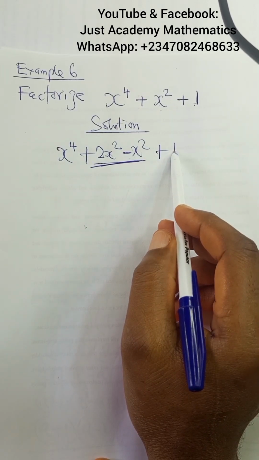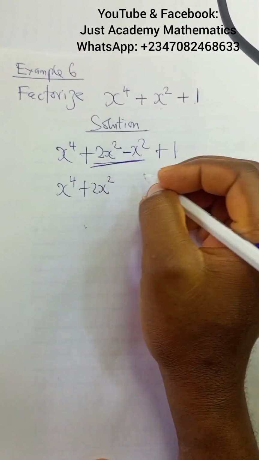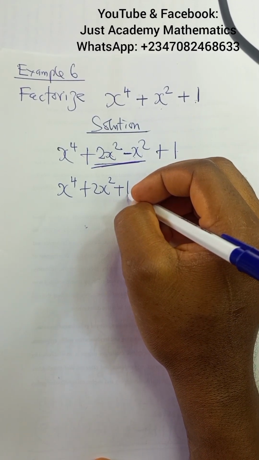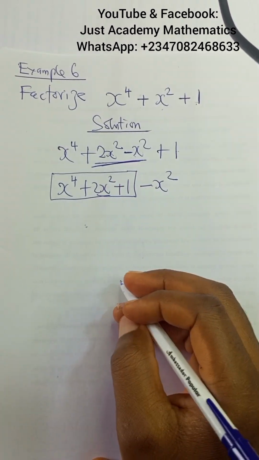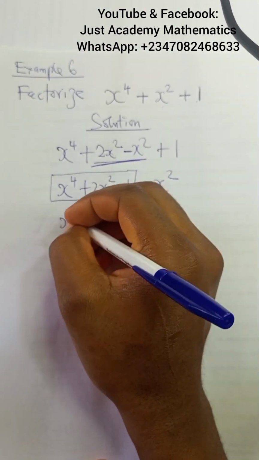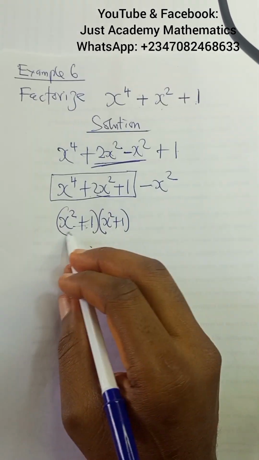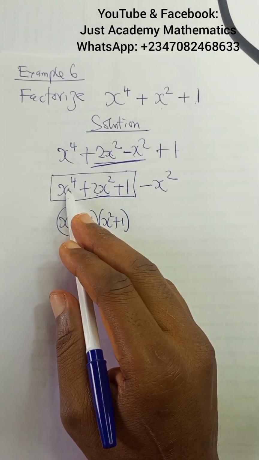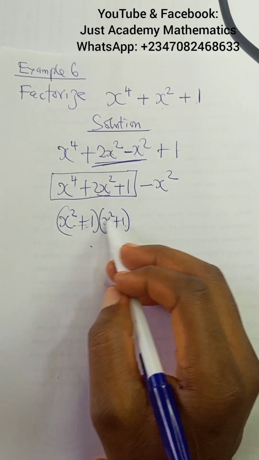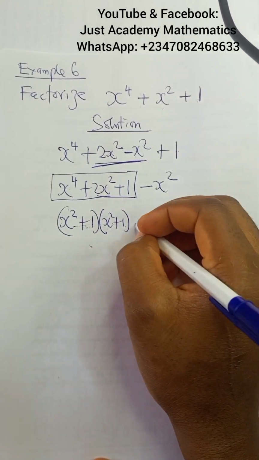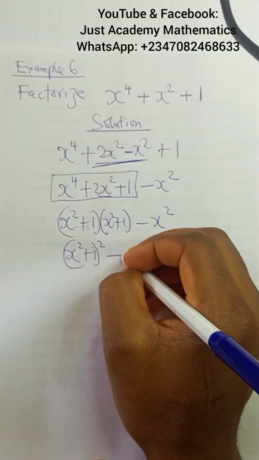Now, with this and this, there is a relation. This is what I mean. S raised to the power of 4 plus 2s squared plus 1. Then minus s squared. This one you are seeing now actually means s squared plus 1 times s squared plus 1. If you expand this, this is what you will get. S squared times s squared, s raised to the power of 4. S squared, if you add it, you get this. 1 times 1, 1. Then minus this. So this can be written as this plus this square minus s squared.